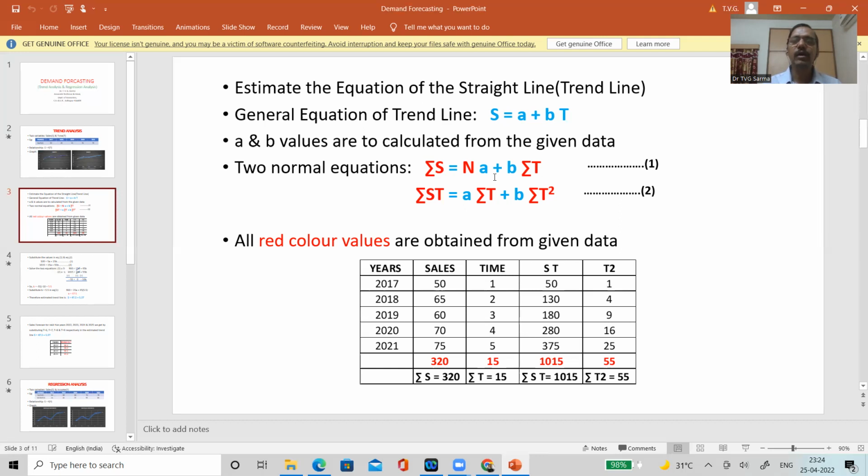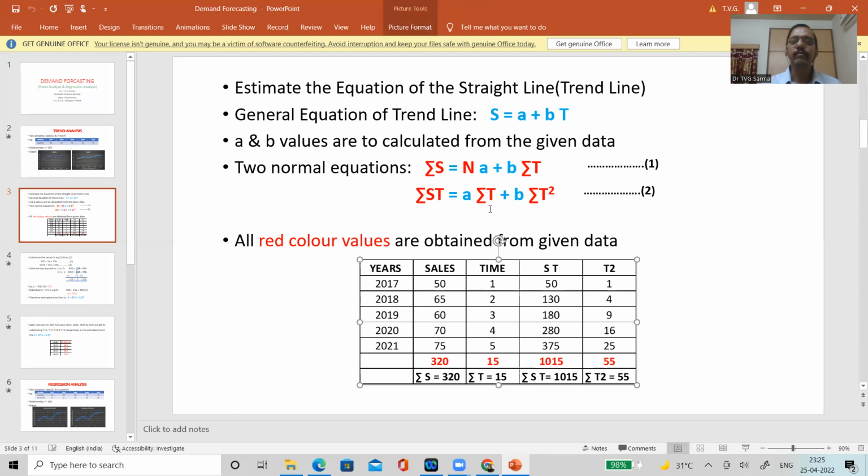So what are the other values to be calculated from the table? It is directly given like this, summation S into T. So I calculate S into T. S into T means sales into time. When I multiply it, I get 65 into 2, 130, 60 into 3, 180. S into T total, I get it as 1015. So summation S into T is 1015.